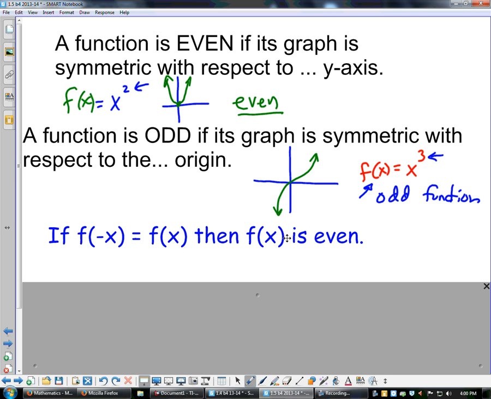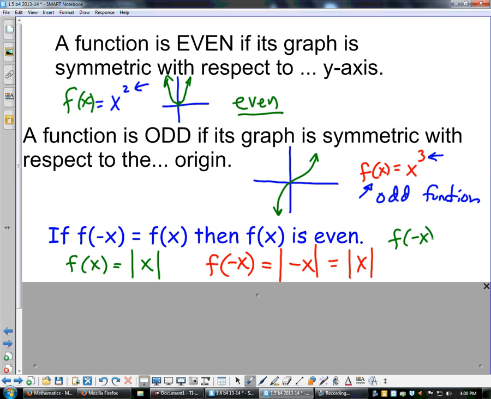So let's test this function. Let's say f of x equals the absolute value of x. Is that going to be an even function? Well, if I test it by plugging in negative x wherever I see an x, that means I'm really taking the absolute value of negative x. And that is the same as just absolute value of x. So it is true then that f of negative x is equal to f of x. They are the same. So that means that this is an even function.